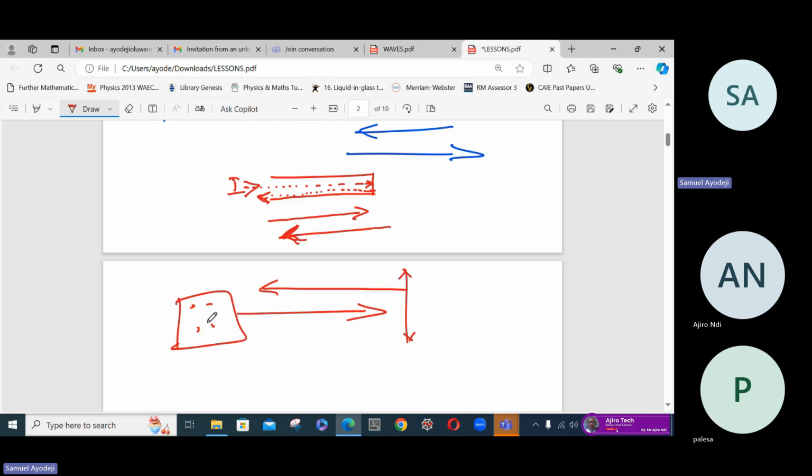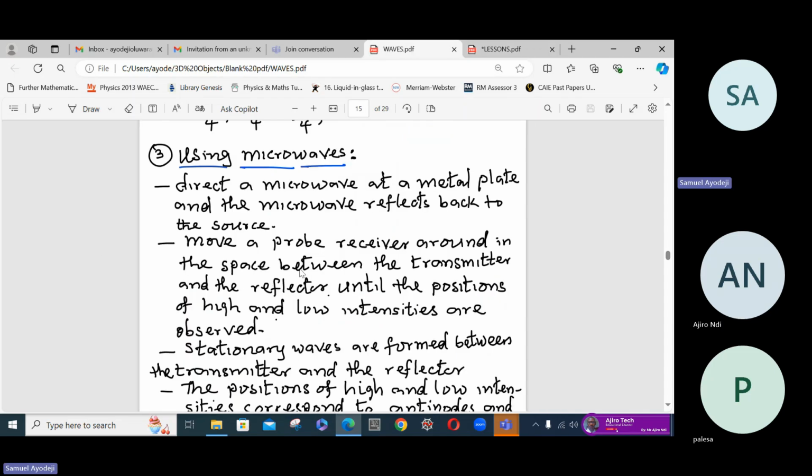You can see now, this is the source and this is the metal target. It gets reflected back to the source. There is something called a probe receiver that detects. What do we use it for? We use it to detect intensity, either high or low. We also use it to detect either maximum or minimum fringes.